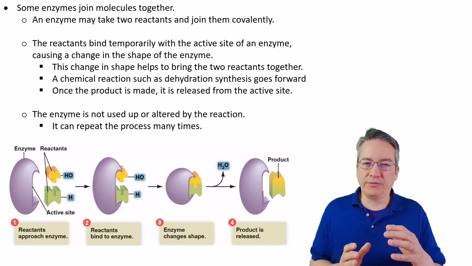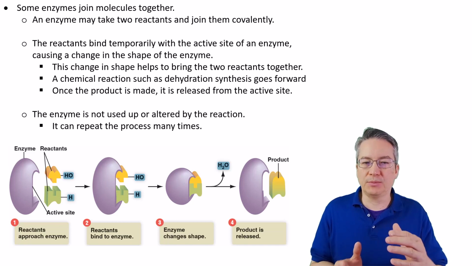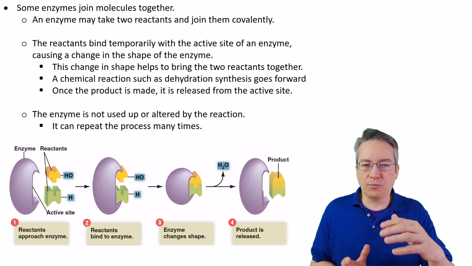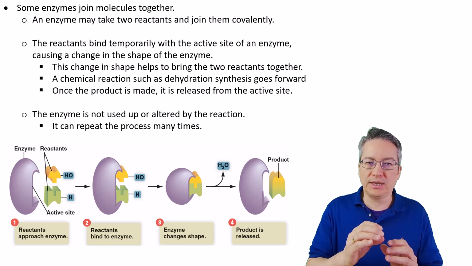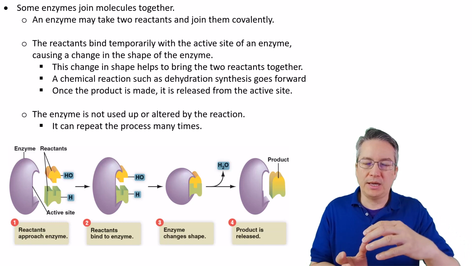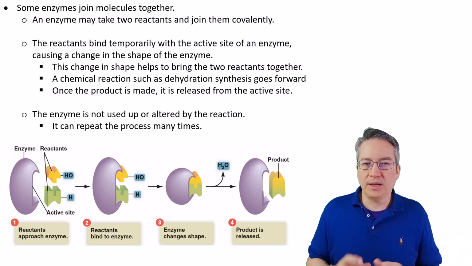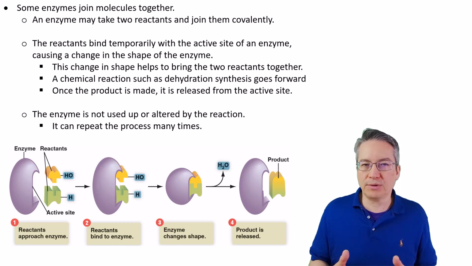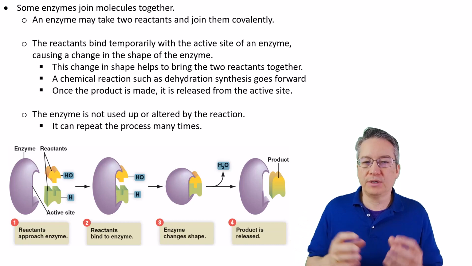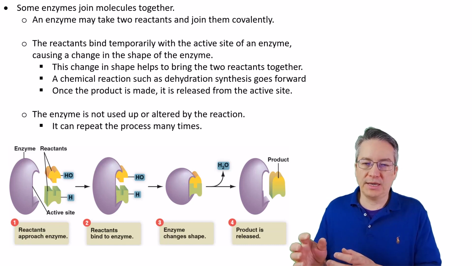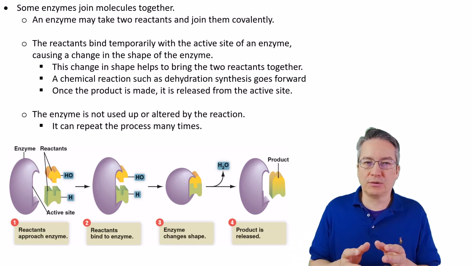Recall that I mentioned in a previous video that enzymes aren't static. They're actually able to change their shape a bit. Once those two reactants are in place within the active site, the whole protein will change its shape a bit and bring the two reactants together. This helps the reaction go forward, in which we have perhaps a dehydration synthesis reaction. Water comes off, and the reactants are now covalently bonded together. Once this product is made, it leaves the active site, and we can start the whole process over again.